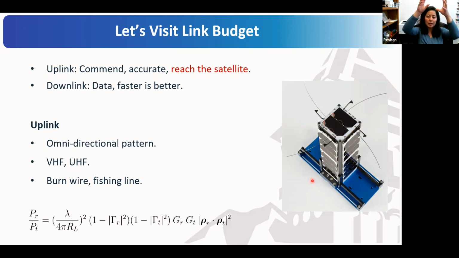But for the uplink, the satellite can be tumbling, can be rotating. So in order for us to talk to the satellite, to command it at any time, the radiation pattern of the antenna has to be omnidirectional. That means it will have low gain. And if you look at the Friis transmission equation, if we have low gain, then we will have very low power received by the satellite. If the power received is about the same as the noise level, then it means nothing.